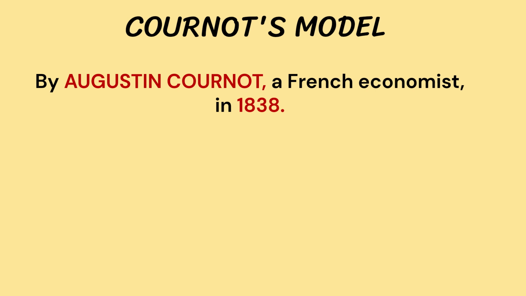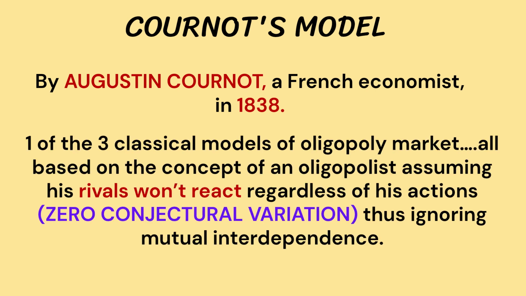This model was given by a French economist named Augustin Cournot in 1838. It's one of the three classical models of the oligopoly market, the other two being models by Bertrand and Edgeworth. What makes these models unique is that they all rely on the assumption of zero conjectural variation. That means each firm in the market assumes that its rival will not react to any changes it makes, such as altering its output. Essentially, the Cournot model disregards mutual interdependence between firms, focusing instead on their individual decisions.